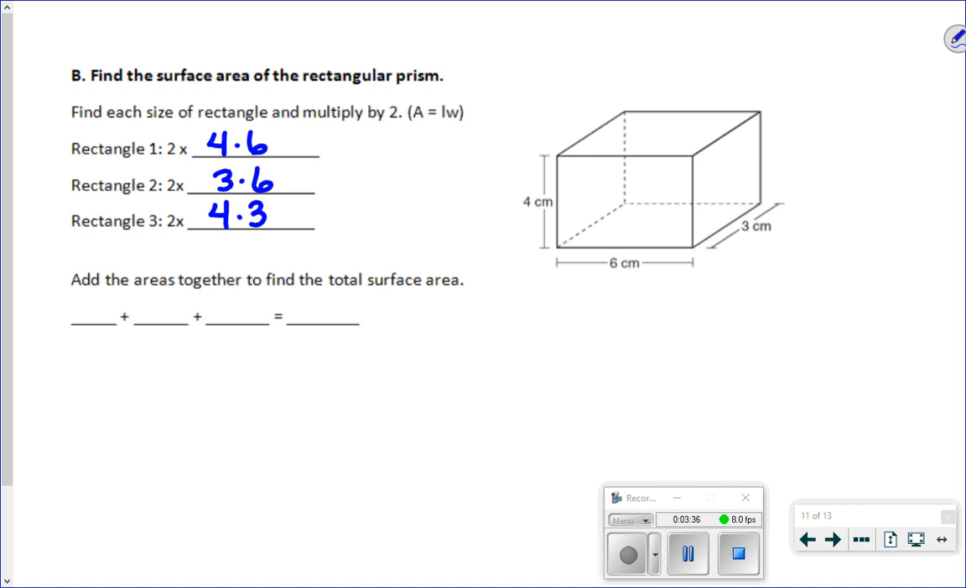Now that I have my rectangles found, I'm going to multiply them all, and then I'm going to add my areas together. So 2 times 4 is 8 times 6. That's going to be 48. Then I'm doing 2 times 3, which is 6 times another 6. That's going to be 36. And then I have 2 times 4 is 8 times 3 is 24. So to find my total surface area, I'm going to add those values together. So 48 plus 36 plus another 24. And that gives me 108 centimeters squared.